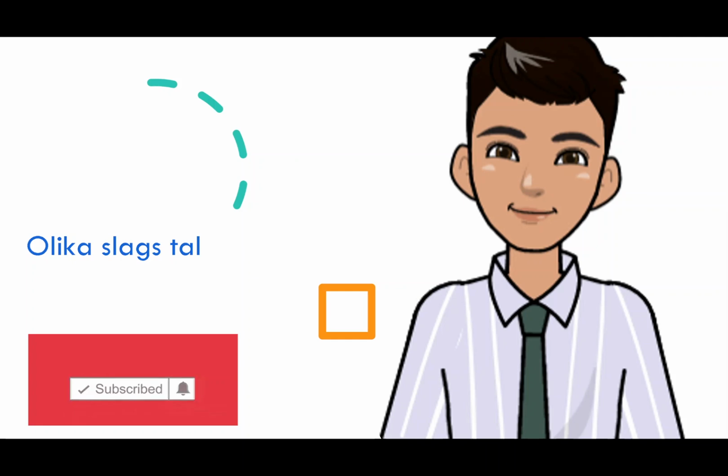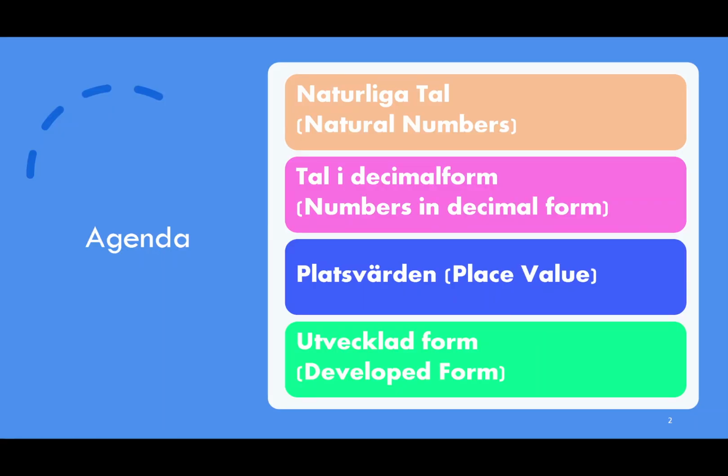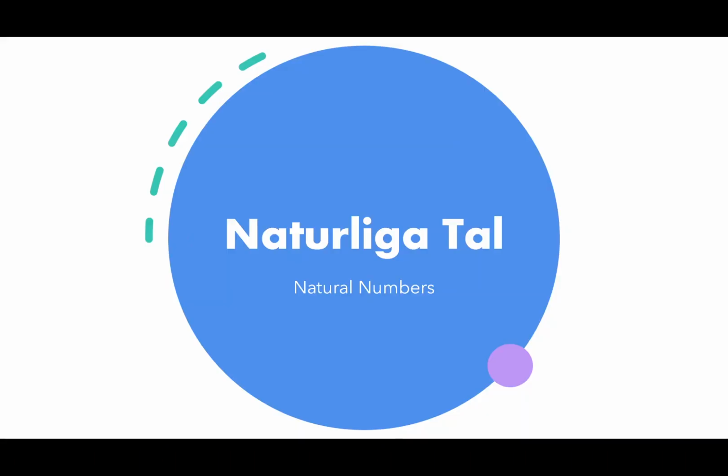Well, here you go. Today we're going to be talking about olika slagstal, or in other words, different kinds of numbers. Let's get started. Here's our agenda today. We'll look at naturliga tal, tal i decimal form, platsvärden och utvecklad form. Nu kör vi.